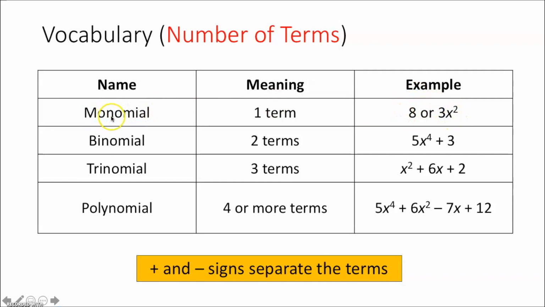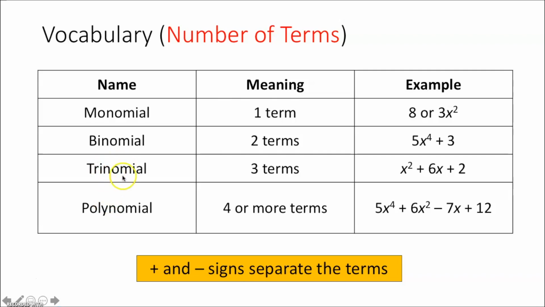That means mono is 1. Bi means 2. That's why a binomial has 2 terms. Here, you're going to have 1 plus sign or 1 minus sign. And here, since it's 5x to the fourth plus 3, each of those represents 1 term. So 2 terms, binomial. Trinomial. Tri means 3. So 3 terms, we have x squared plus 6x plus 2. 1, 2, 3 terms. A polynomial.